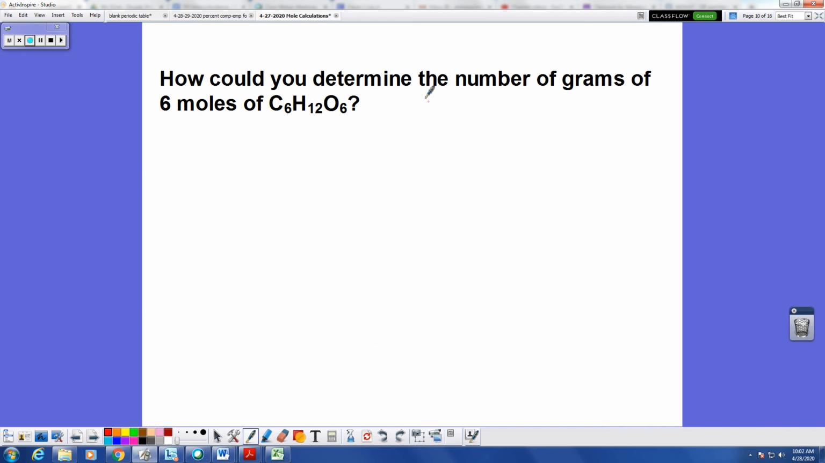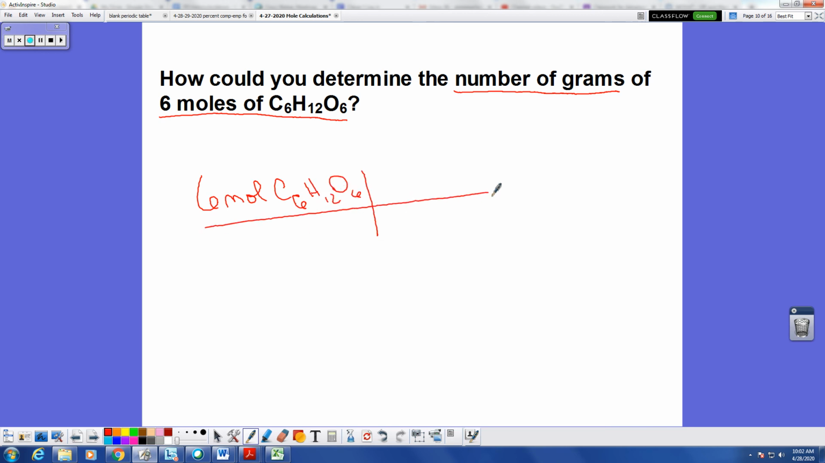Okay, so how would we determine the number of grams? So this is a different question because we're given moles. Okay, so we're still going to put what we start with on top, 6 moles C6H12O6. Okay, but this time those moles are going to go on the bottom because we need them to cancel. And the grams of C6H12O6 will be on top.